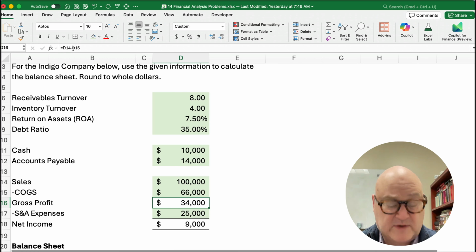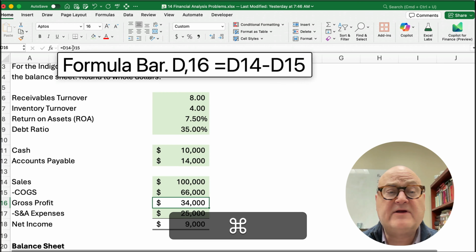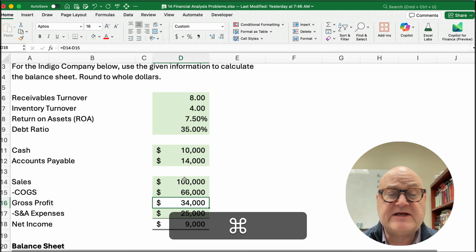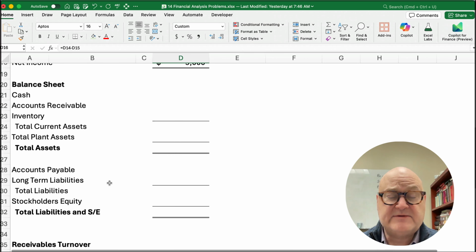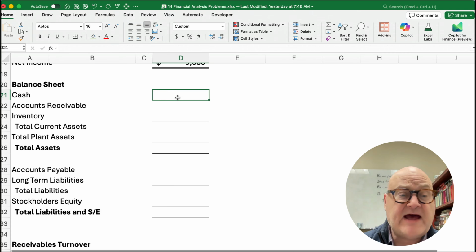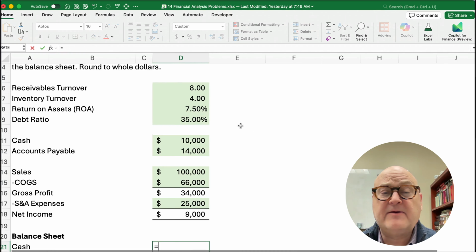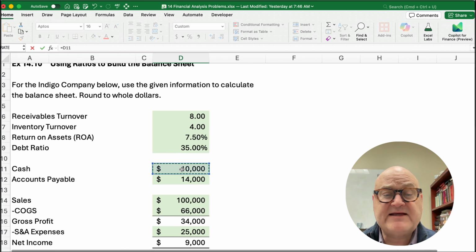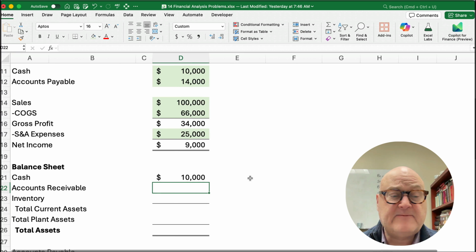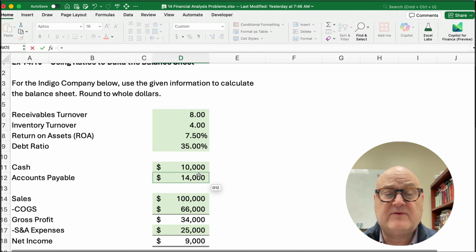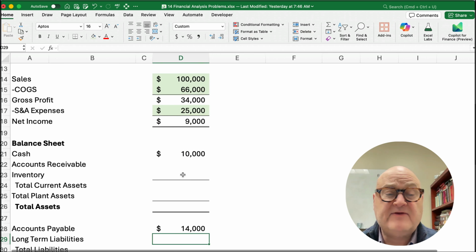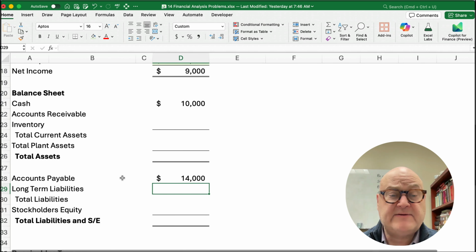The cost of goods sold is a formula, so if we can only change the sales and the cost of goods sold, then the gross profit would be calculated. So here is our income statement that we need to complete. All right, so we do have cash. The cash is $10,000. And we also have accounts payable, and I think that's $14,000. So there are the two pieces that we already know on the balance sheet.